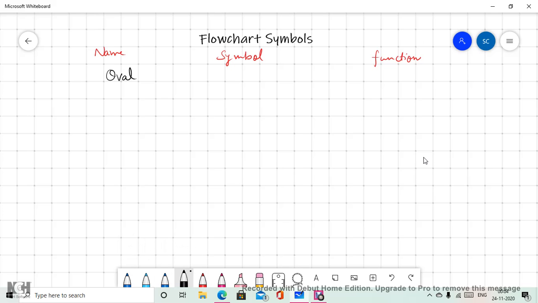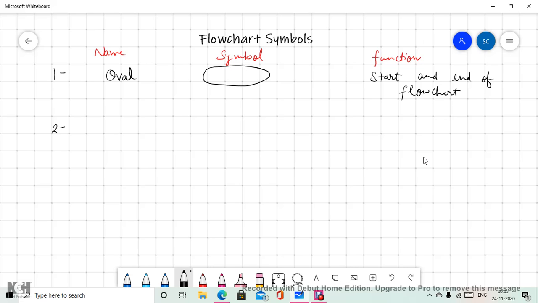So the first symbol is oval. So oval is drawn like this, and it is used to represent start and end of flowchart. Okay, so this symbol you will be using at the start and at the end of the flowchart. This is my first symbol.